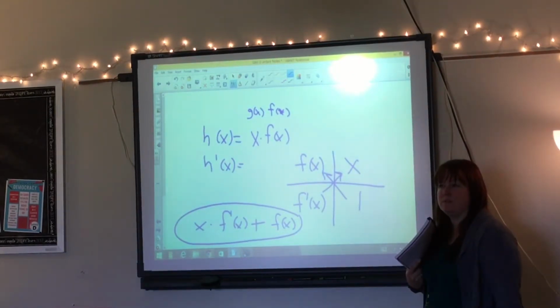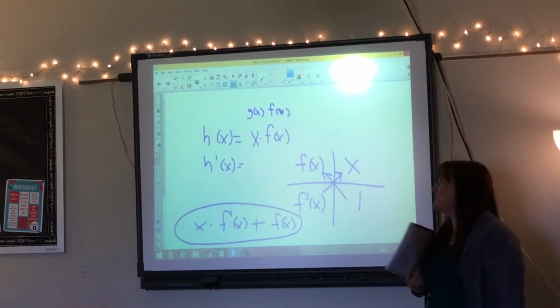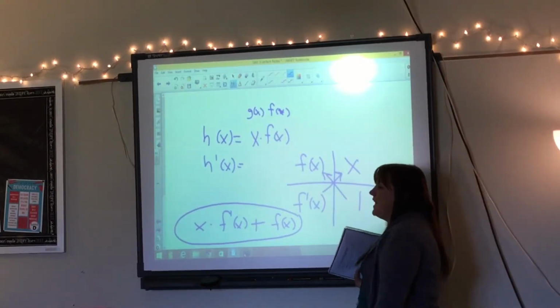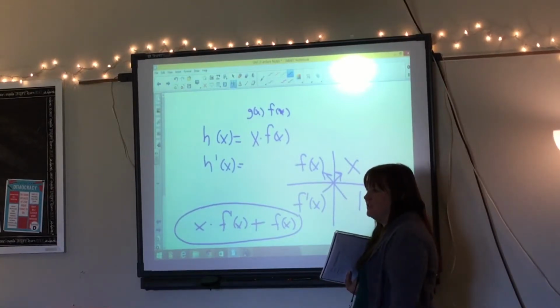Does that make sense? It's too theoretical for you, isn't it? It would be so much easier if those were numbers, wouldn't it? Yeah. If f of x was like x, or 4 to the x or something, at least if it was a function.